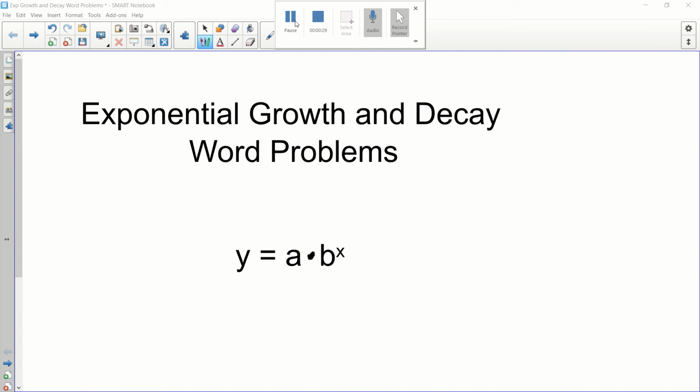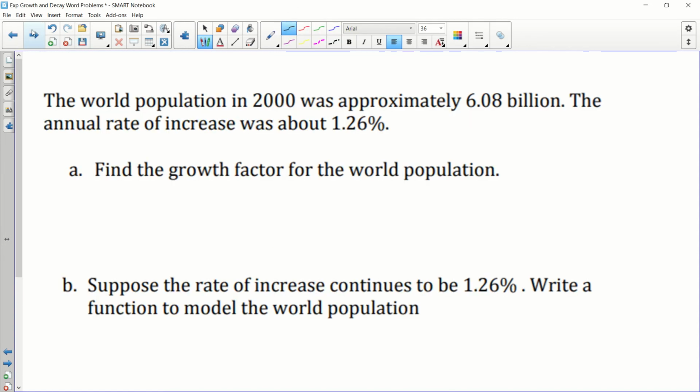So keeping that in mind, we are going to start by looking at an exponential word problem. The world population in the year 2000 was approximately 6.08 billion people. The annual rate of increase was about 1.26%. The first thing we are asked is to find the growth factor of the world population. So they've done us a little bit of a favor and let us know that it is a growth factor, which means that our B value is going to be greater than 1.